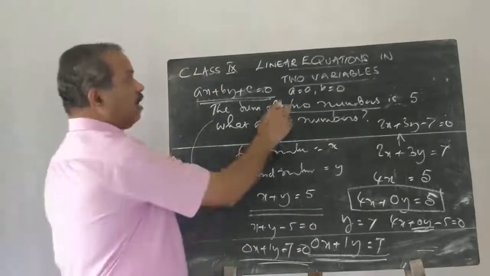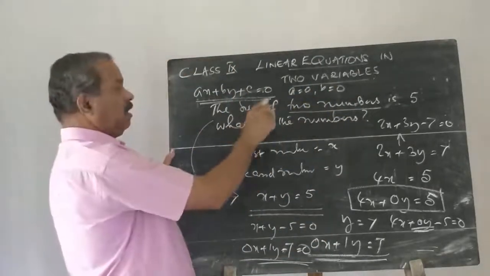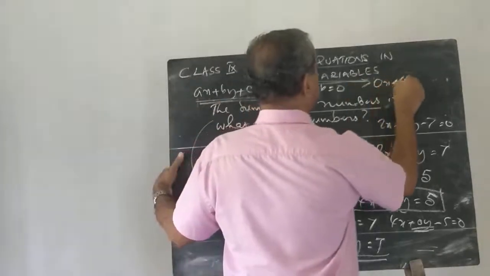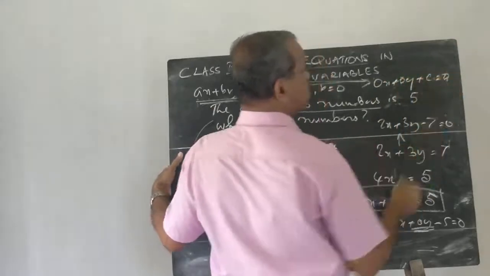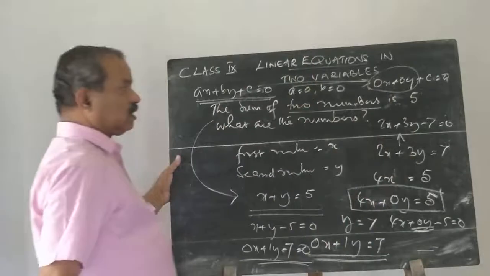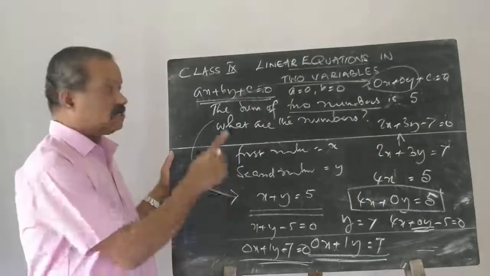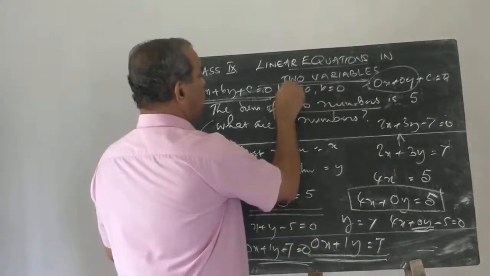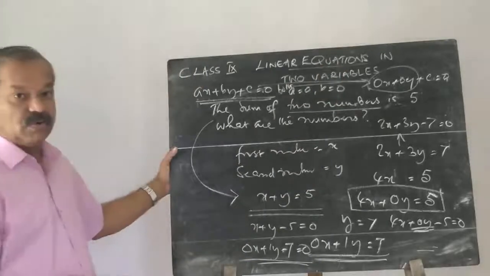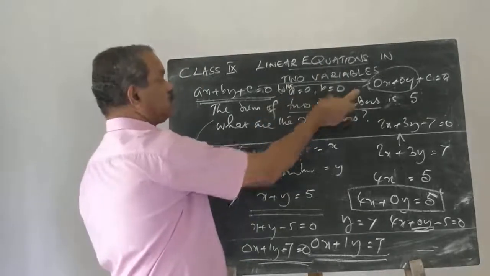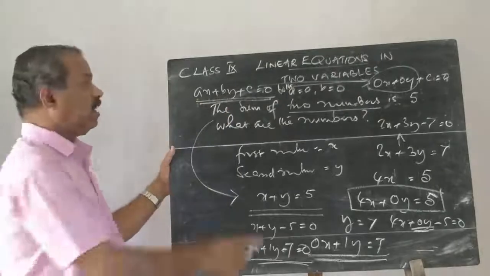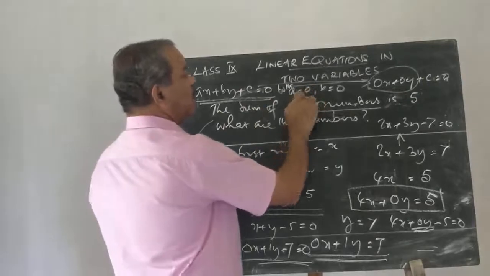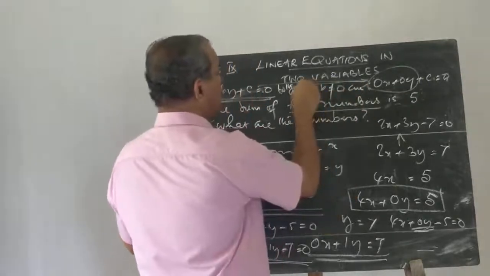But at the same time, if both a and b are 0, what happens? This equation becomes 0x plus 0y plus c equal to 0. That means there does not exist x or y. So if both a and b are zeros, then there does not exist an equation in two variables. So we have to put a condition here that a and b are not both zeros.